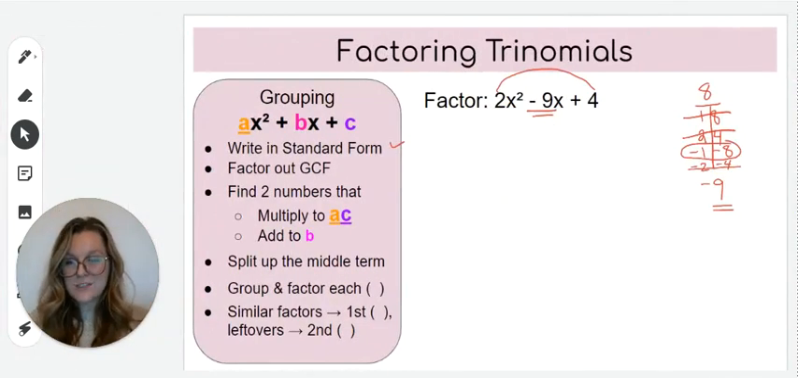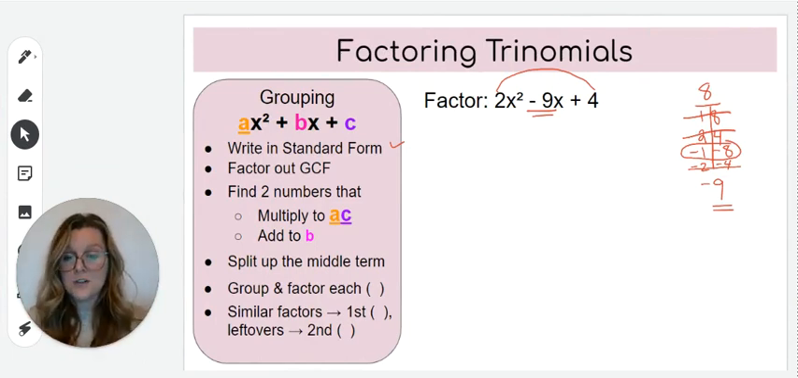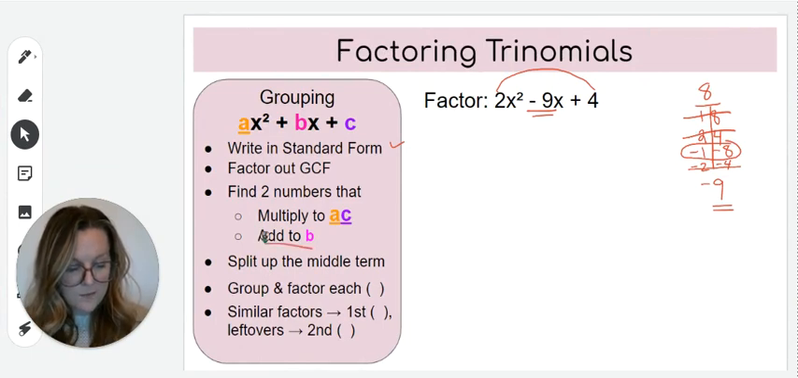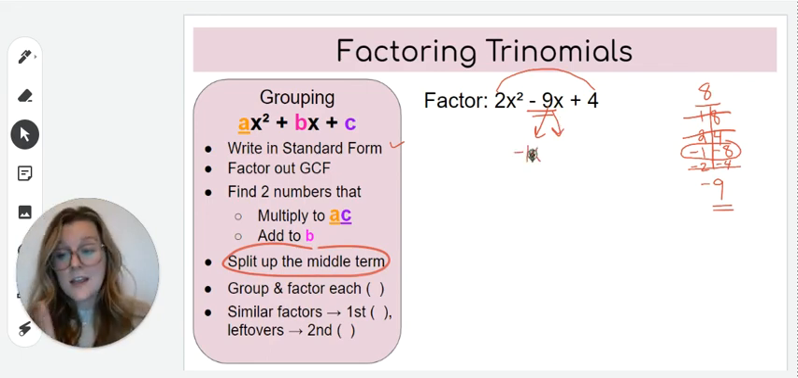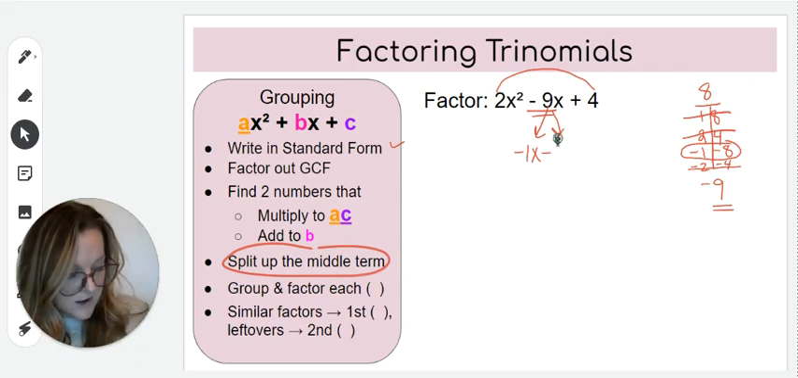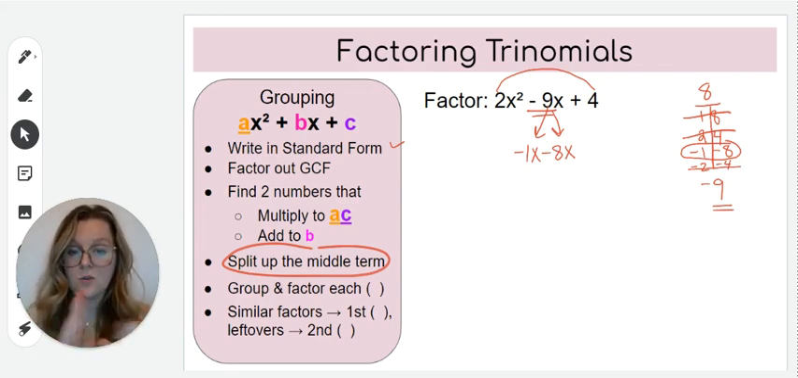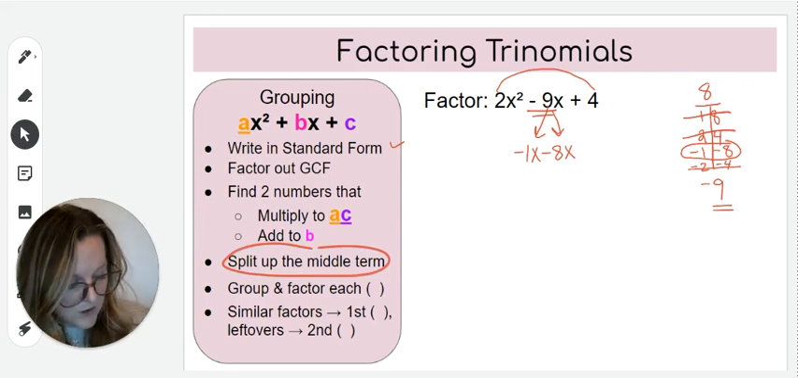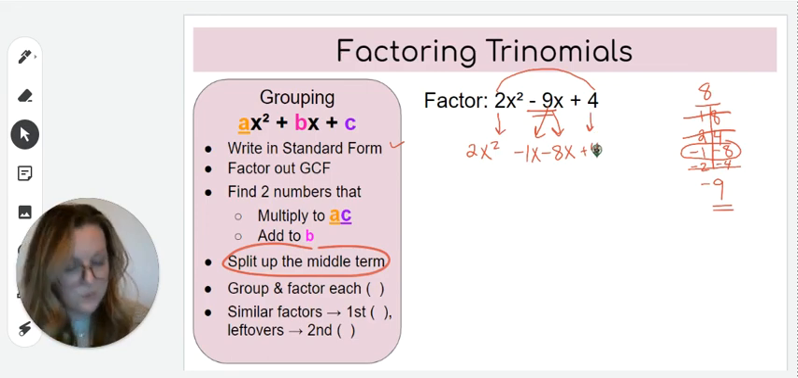Now we're going to start solving this trinomial. So we did our T-chart. We found our two numbers. Now we are going to break up that middle term. So -9x, I am going to break up into -1x. And then here we have a -8. So instead of plus, I'm going to put -8x. Be so careful right here, because this is the number one mistake I see, is forgetting our positives or negatives. Okay, then I'm going to bring down the first term, 2x squared, bring down the last term, +4.